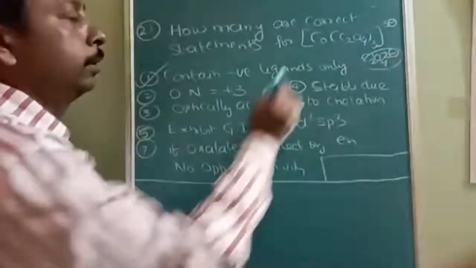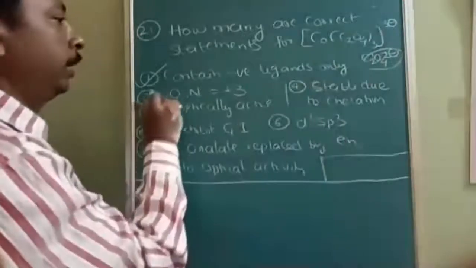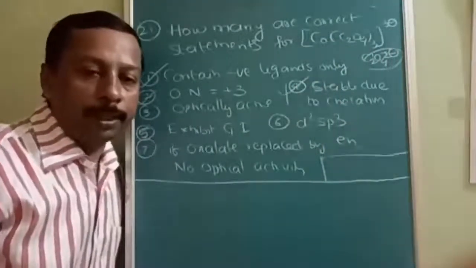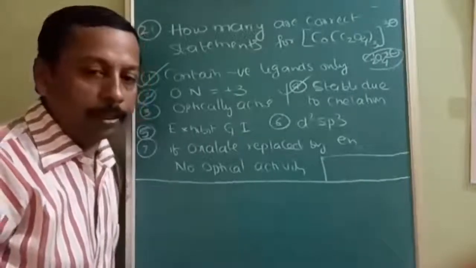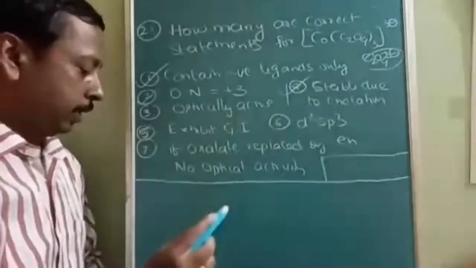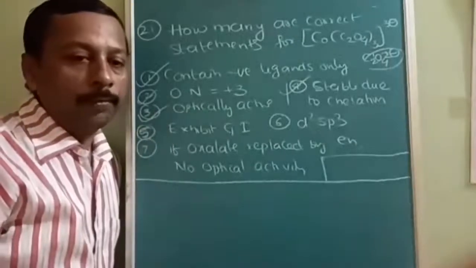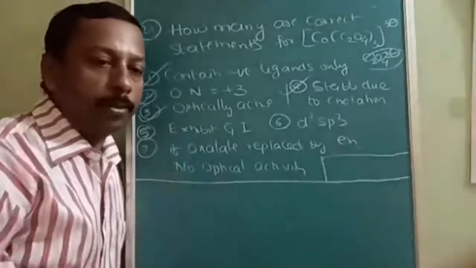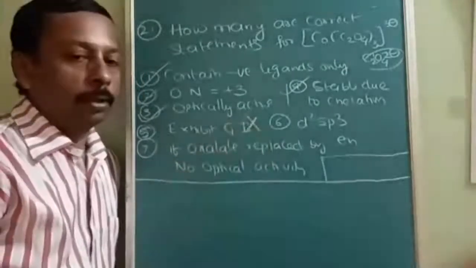That is correct. If I write +3 -6 -2, then it is also correct. Stable due to chelation: chelation means multidentate ligand, so that is correct. So 1, 2, 4 are correct. Optically active is also correct, so 1, 2, 3, 4 are correct. Geometrical isomerism it cannot show, so this is wrong. The fifth one is wrong.